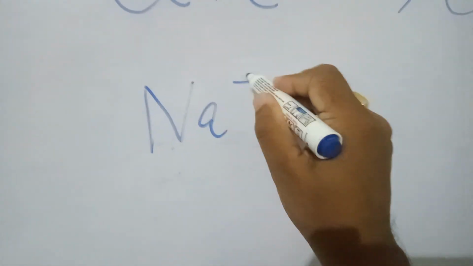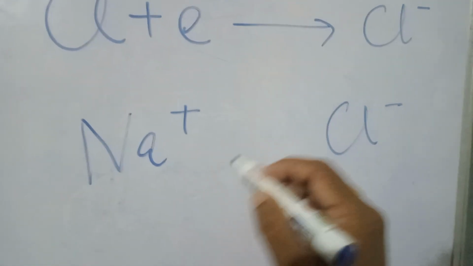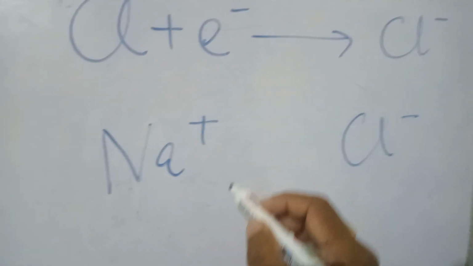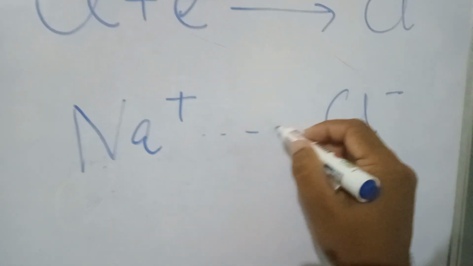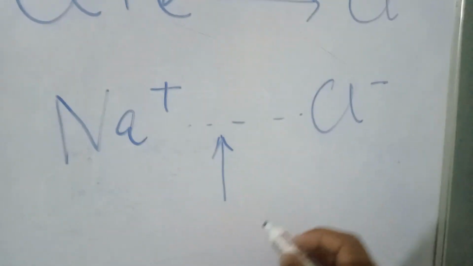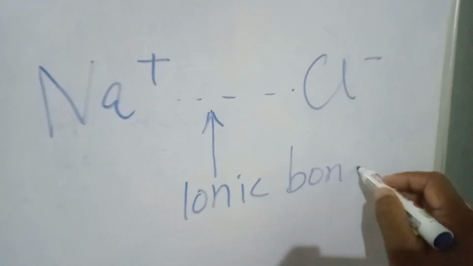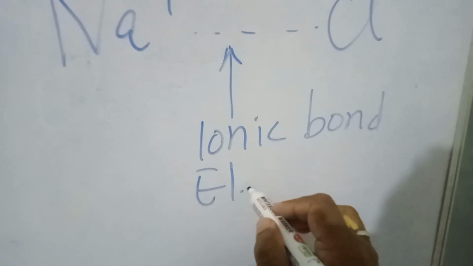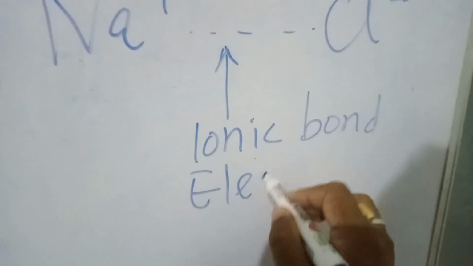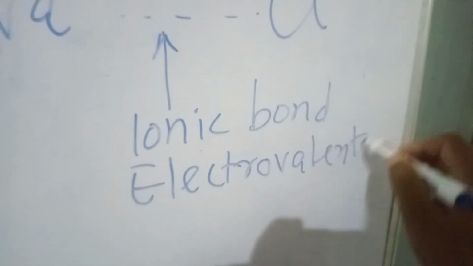Na plus and Cl minus will attract each other and a bond between them is formed, and that bond is called ionic bond. This force of attraction is called ionic bond or electrovalent bond.